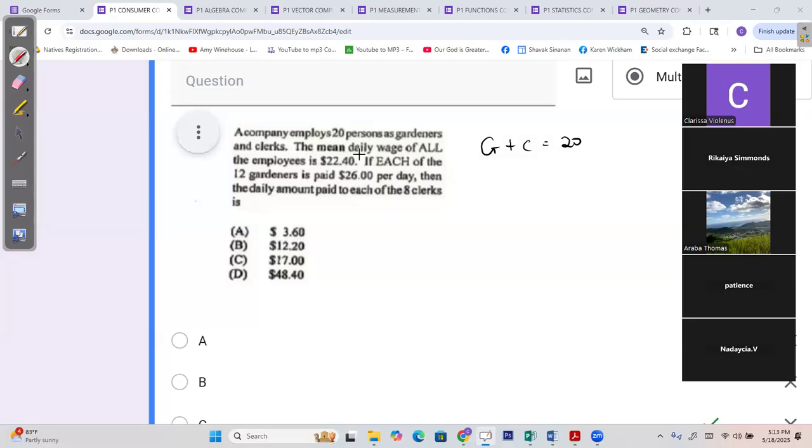So the mean daily wage, and you know what mean is? This is something you got to know. Mean means I add up everybody's wage, and then I divide that by how many wages. And obviously, because it's 20 people, that's how we're going to look.